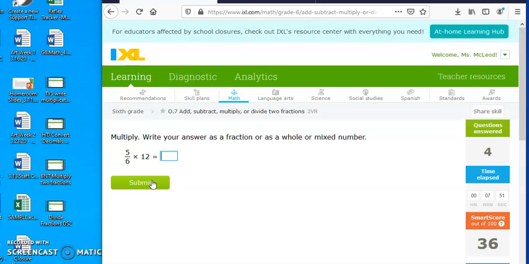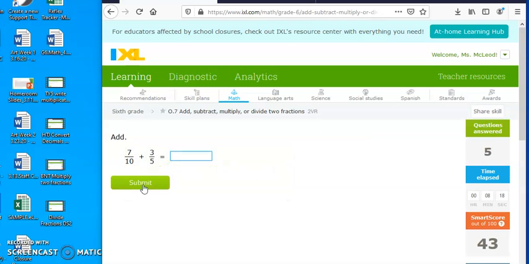So when we multiply 12 times 5, we're going to get, I got to do this one in my head, 60. So 5 times 12 is 60. 6 times 1 is 6. So our answer is 60 over 6.